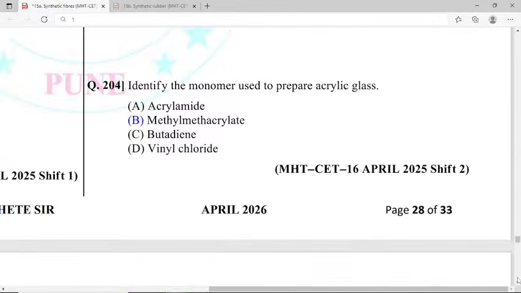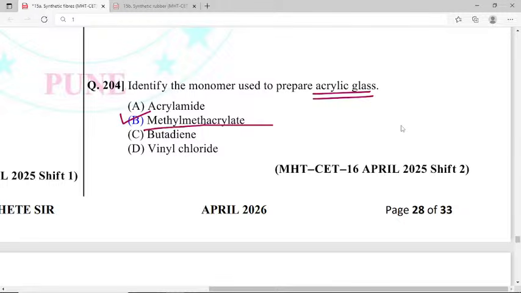Identify the monomer used to prepare acrylic glass. This is very important. Acrylic glass. Methyl acrylate. Acrylic glass, this is optical glass.